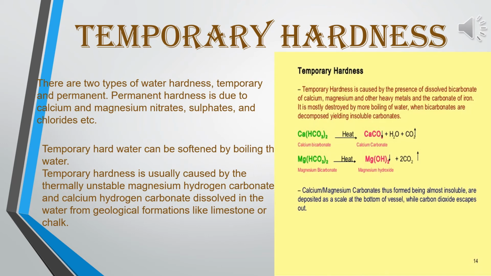Up arrow is given because this is a gas. Calcium carbonate or magnesium carbonate thus formed, being almost insoluble, is deposited as a scale at the bottom of the vessel while carbon dioxide escapes out. So the hardness of water which can be reduced or completely removed by boiling is called temporary hardness. The presence of soluble bicarbonates of calcium, magnesium, iron, etc. is responsible for this type of hardness.